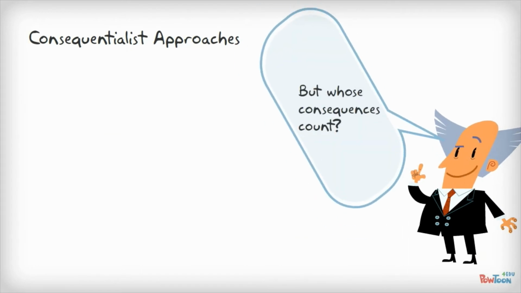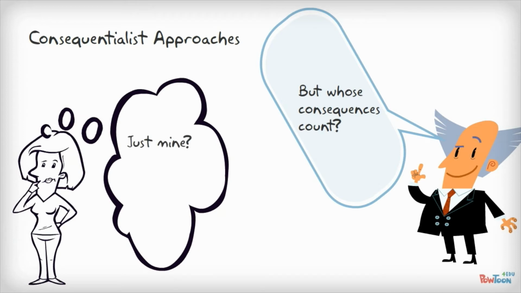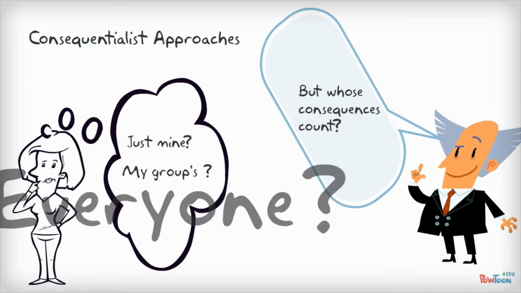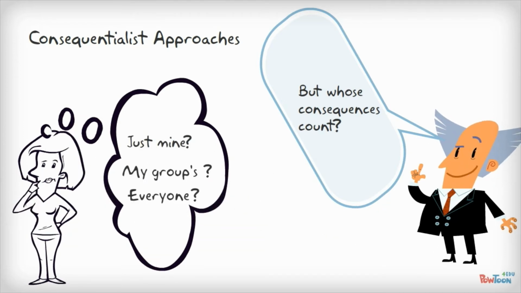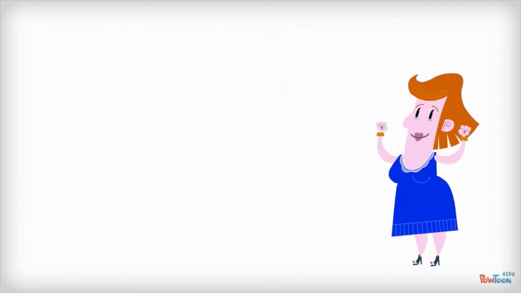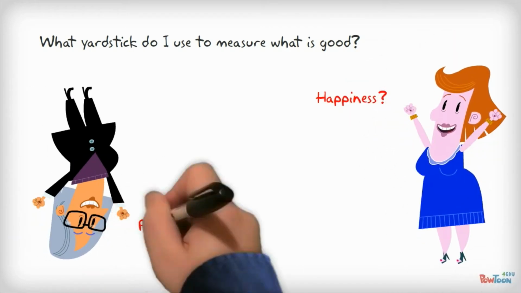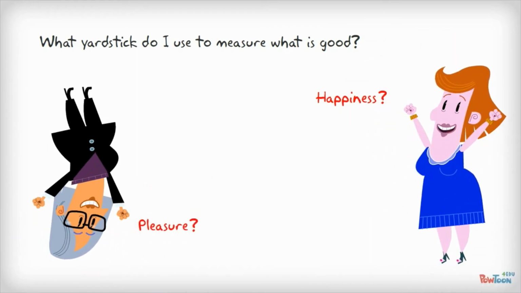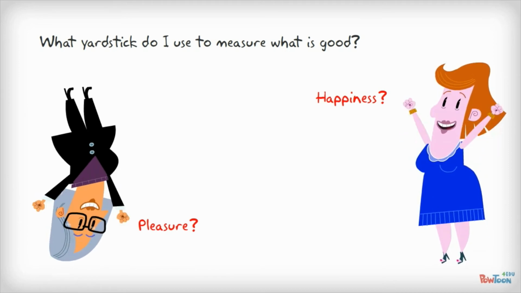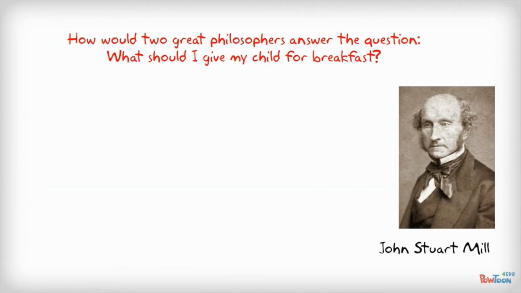There are different kinds of consequentialist approaches. Who's important? Whose consequences are we thinking about? Is it everyone? Is it every human being? Is it every sentient being? Is it just me? What yardstick should I use to measure good? Happiness, pleasure, hedonism. Right now, we have different yardsticks when we think about what that means.